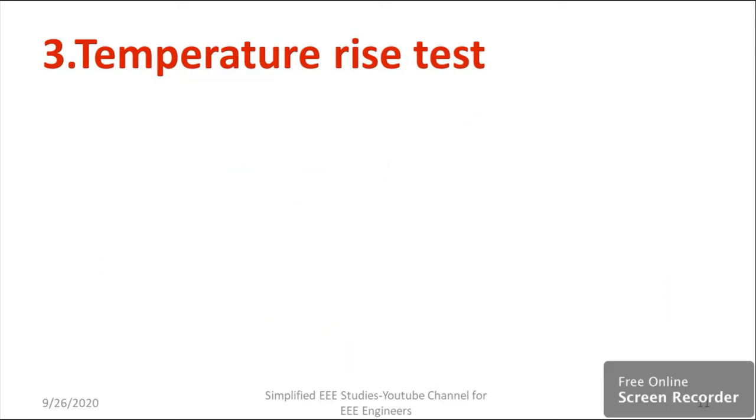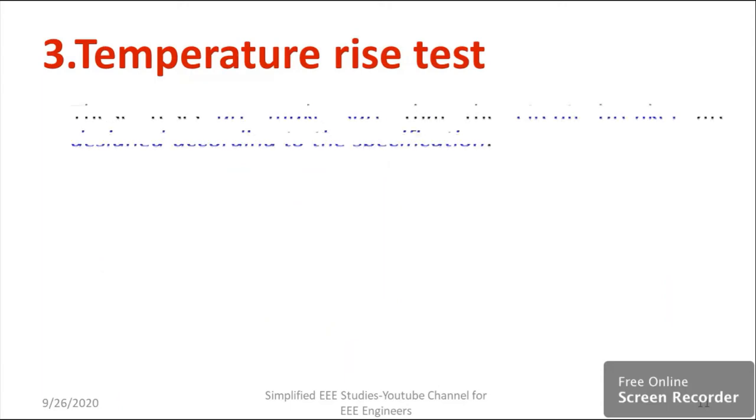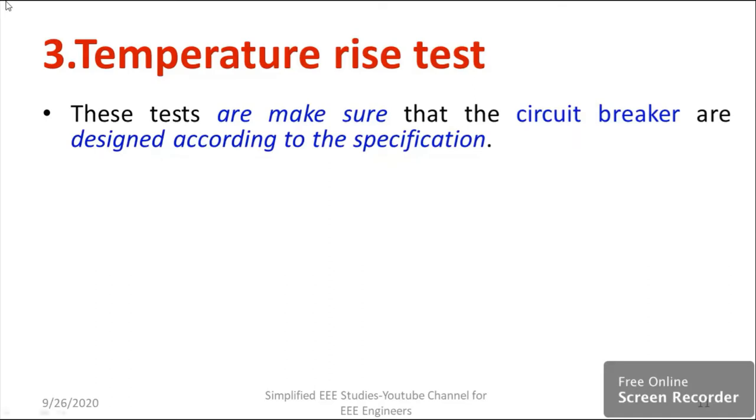Regarding the temperature rise test, this is the third procedure, third method. In the temperature rise test, make sure that the circuit breaker will operate smoothly during high temperature operation. That means this test makes sure that the circuit breaker is designed according to the specification. That's the main motto for conducting the test. Whenever the circuit breaker is operating, or may be operating, in a high temperature condition, it should withstand the excess temperature rise. Moreover, we need to make sure that it has been designed according to the specification or not. That is another importance of the temperature rise test.